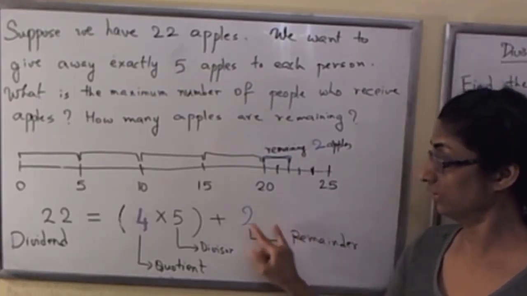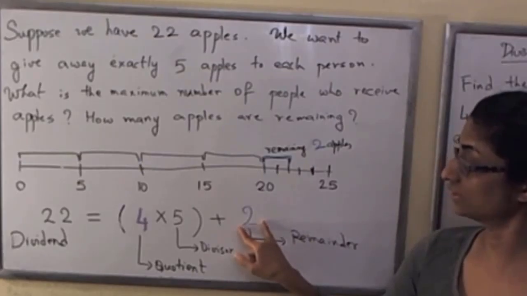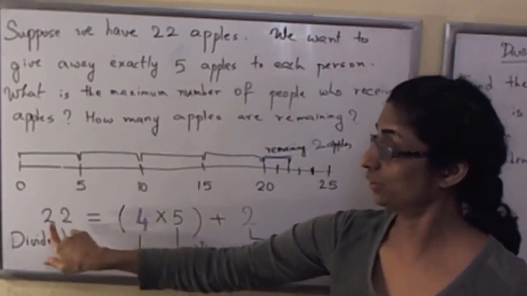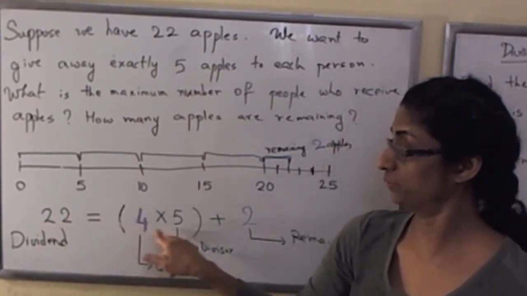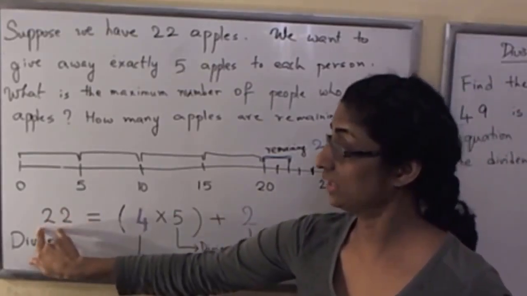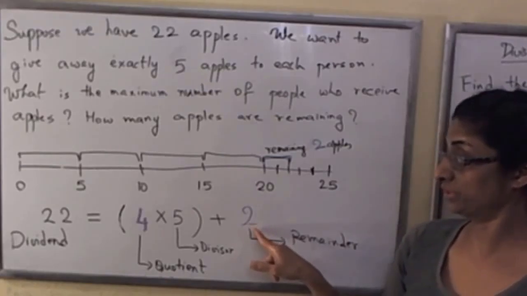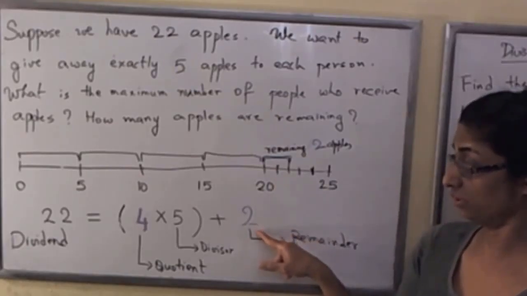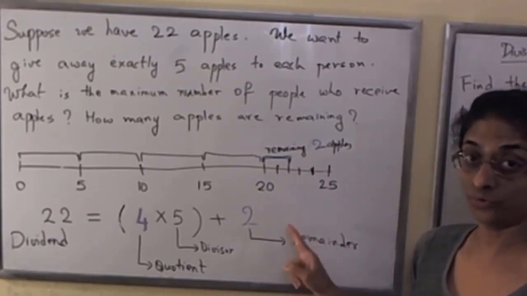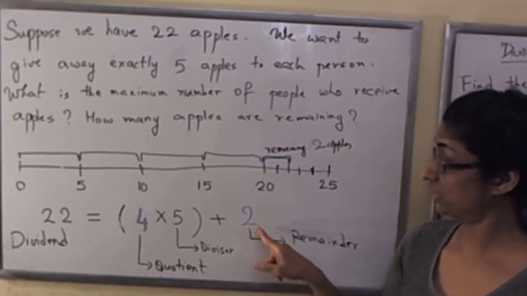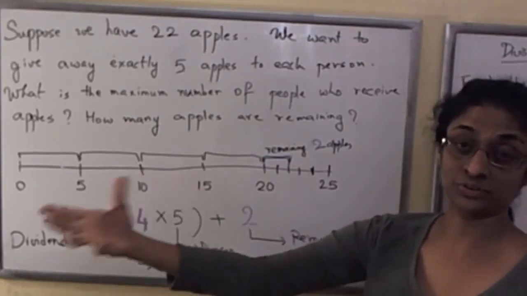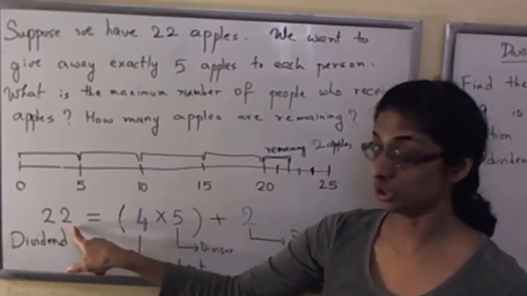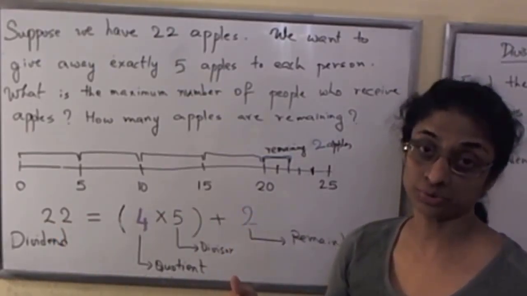Let's look at the remainder for a minute. Notice that the remainder could be 0 if we started out with a multiple of 5. So if this had been 20, we would simply get 20 equals 4 times 5 and the remainder is 0. For any other number, notice what are the possibilities for the remainder. In this situation, when the divisor is 5, the remainder could be 0, 1, 2, 3, or 4. This remainder could not be 5, because if you have 5, then you could give out 5 apples to another person.